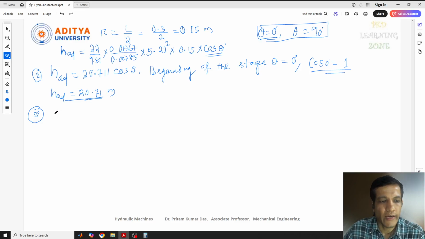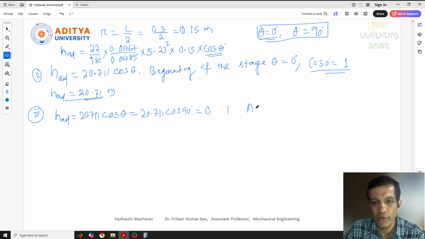And the second point is at the middle of this stroke. So the acceleration head at the middle of the delivery stroke: theta is 90 degree. So HAD is 20.711 times cos 90 degree. Cos 90 degree is nothing but 0, so here we will get the value 0. This is one answer and this is another answer.